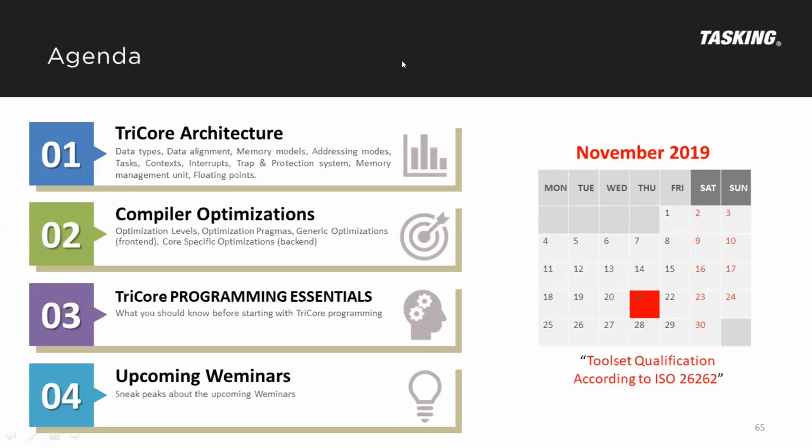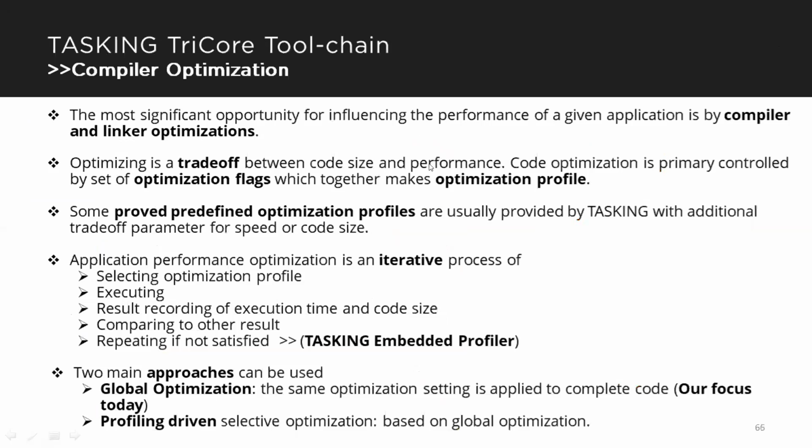All right, so let's get started. For the compiler optimizations, in order to get the best performance of your application on the TriCore, you have to use the tool chain in an optimized way.